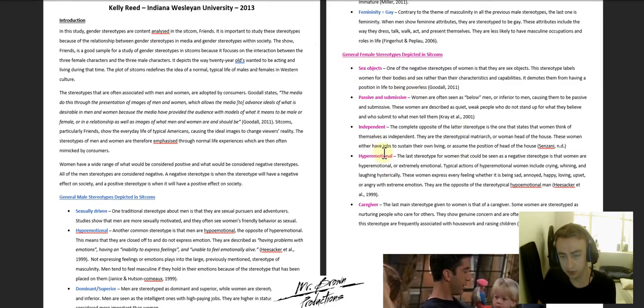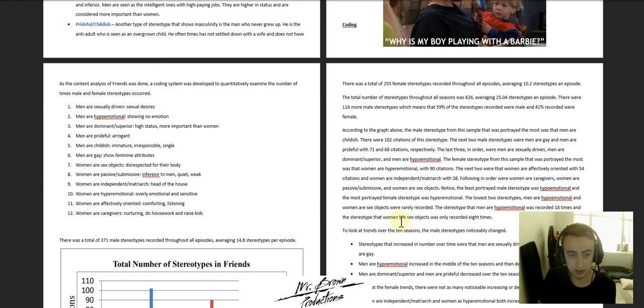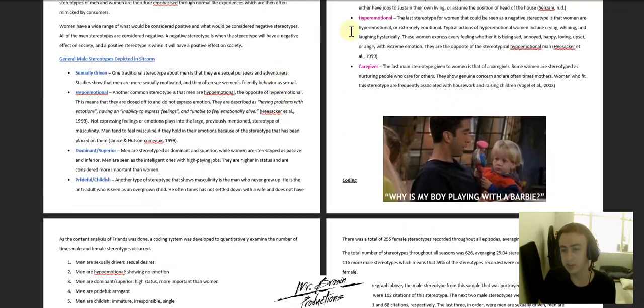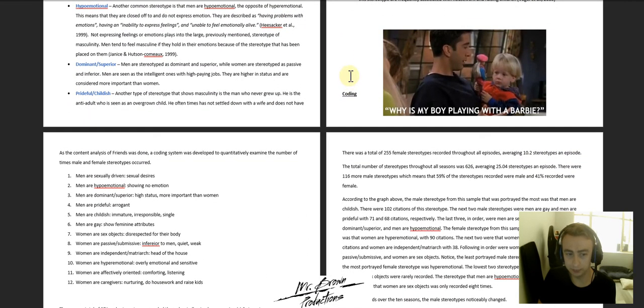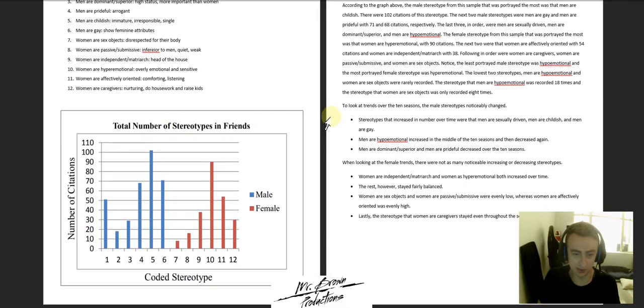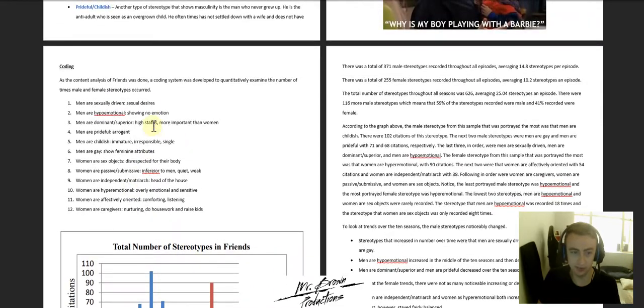the reading goes on, which I've summarised here for you, and talks about the general female stereotypes depicted in sitcoms. Once that's outlined, they then talk about how this is portrayed in Friends. And so they've done a content analysis on the types of stereotypes, and they've numbered them all.